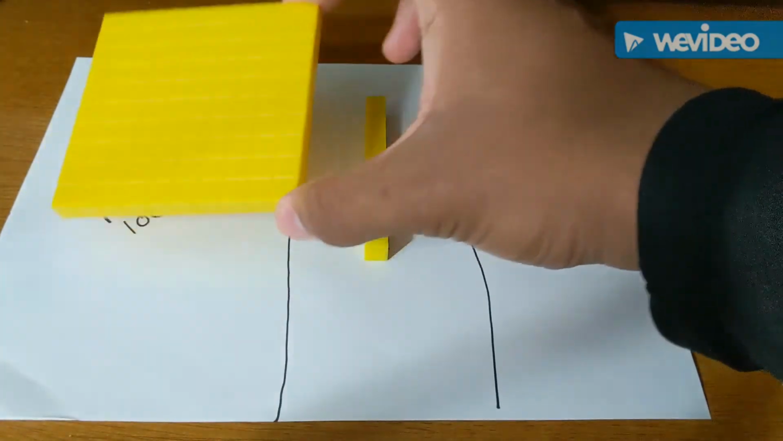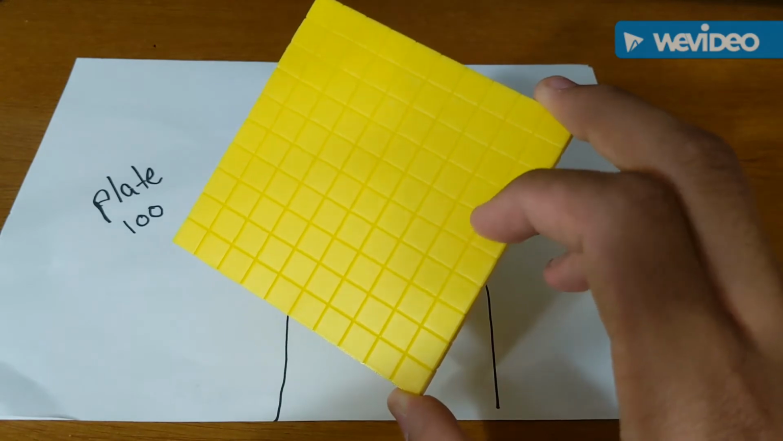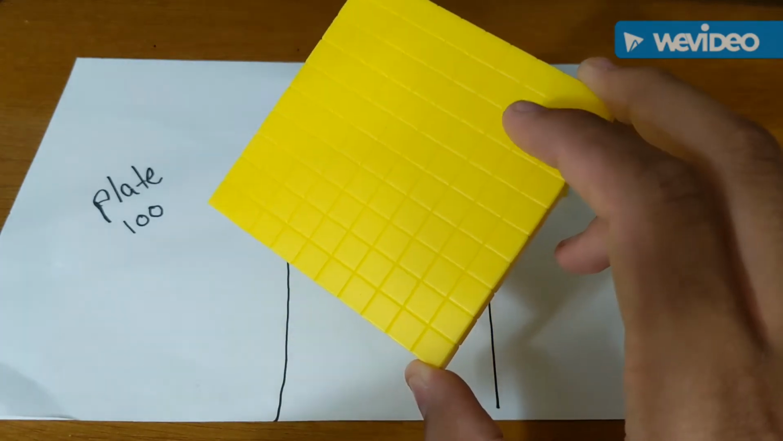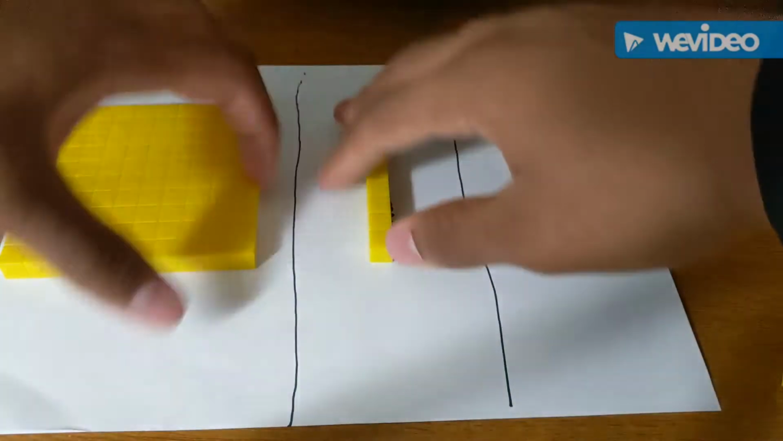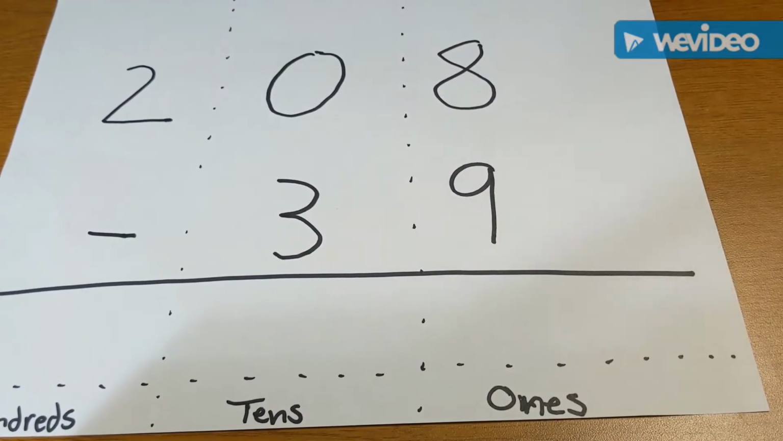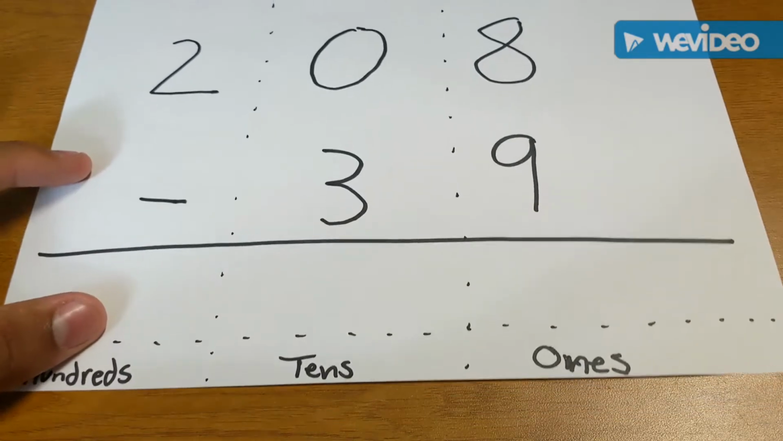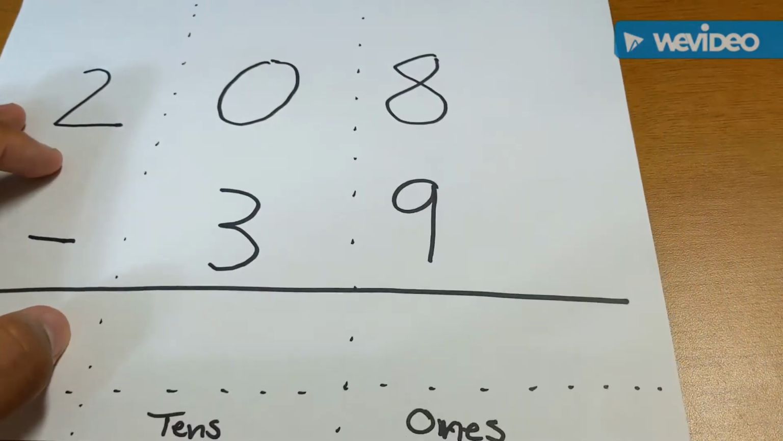And this big one here is called a plate. And this represents in our problem 100 units all packed into one. And so let me show you what our problem is today. Okay guys, so our problem today is 208 minus 39. I wrote down our place values so we can make sure that we are subtracting in the same column for each one.